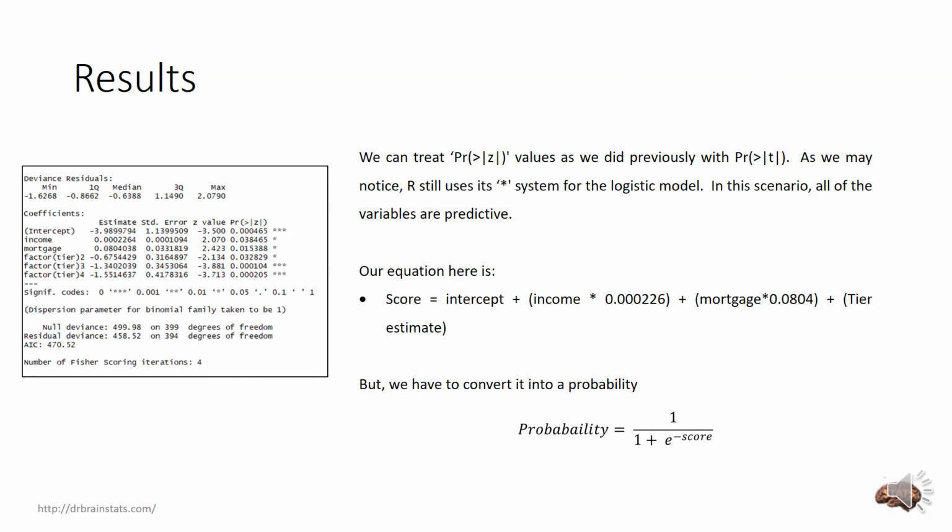In the logistic results, we have the Z values, which you can treat the same as previously with the t-values. As you noticed, R still uses the star system, and all the variables are predictive. So therefore, we can go straight to our linear equation. So score equals the intercept plus income multiplied by its estimate plus mortgage multiplied by its estimate plus the tier estimate. We've now added up all those scores. We have to convert it into a probability using the equation shown on the slide.